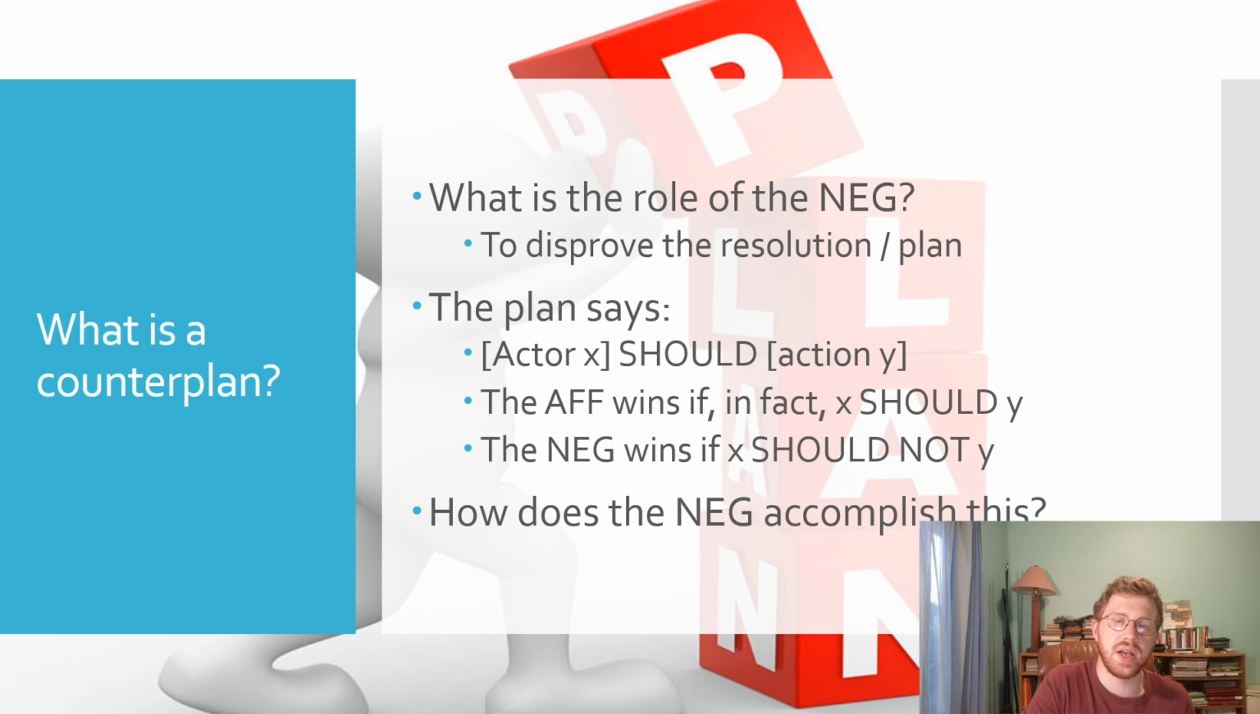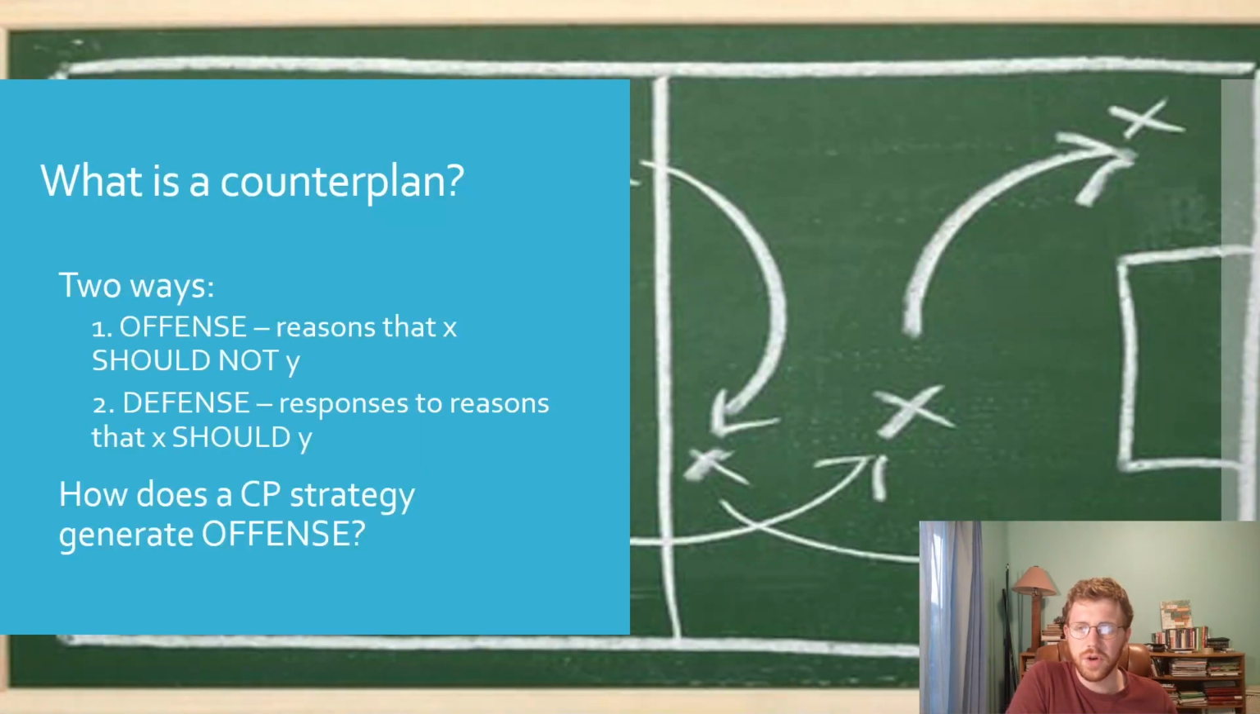So how does the neg accomplish their win condition? There are two ways. The first way is by presenting defense, which responds to the AF team's reasons that actor should do action. The second way is by presenting offense, which advances reasons why actor should not do action.